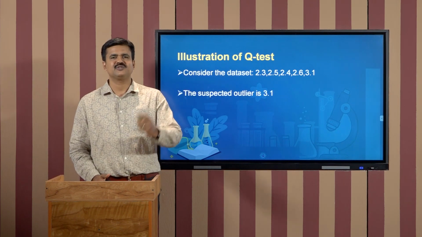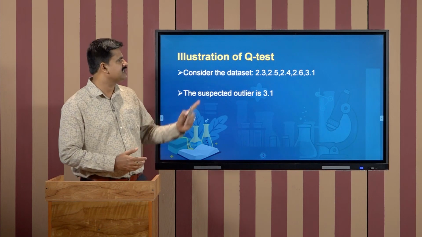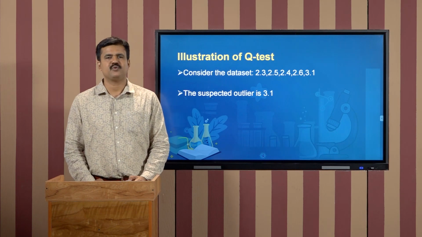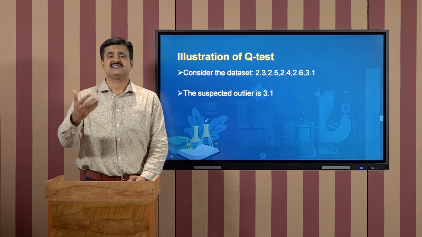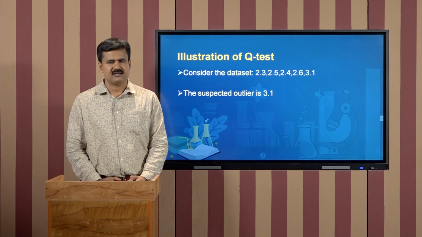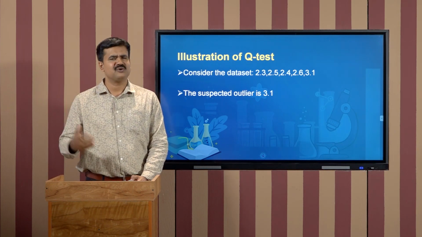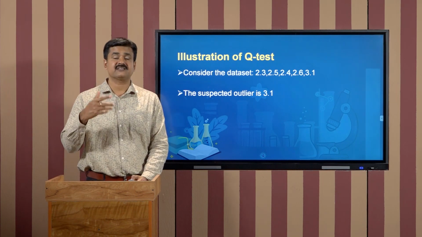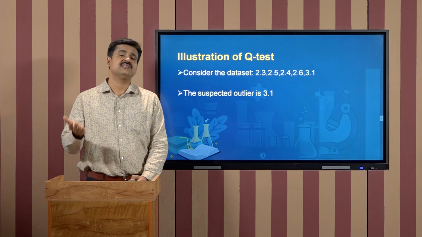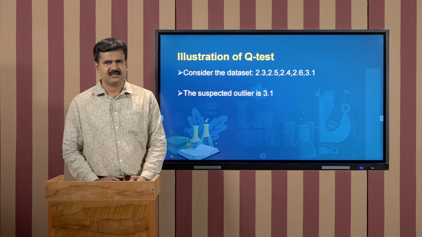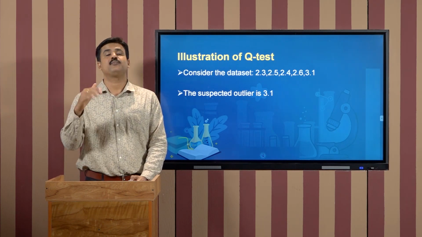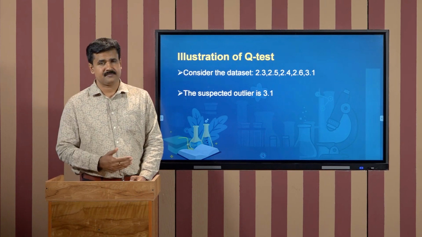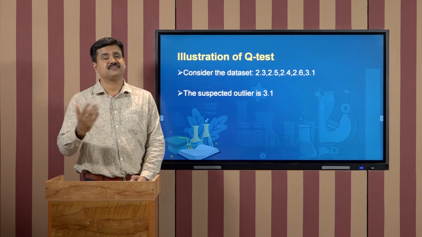And now we are proceeding to the Q test, and in this data, let the suspected outlier be 3.1. Why am I taking 3.1 as the suspected outlier? On arranging this in the ascending or descending order, you can see that 3.1 is the highest value. You can select either 3.1, the largest value, or the lowest value as the outlier. So, in this data set, 3.1 is the highest value and it is taken as the suspected outlier, and based on that we are going to perform the Q test.